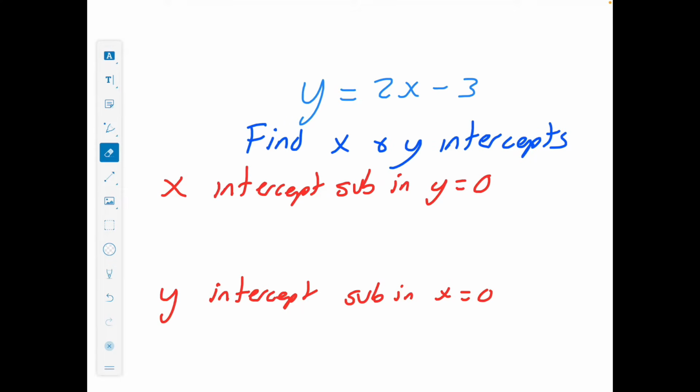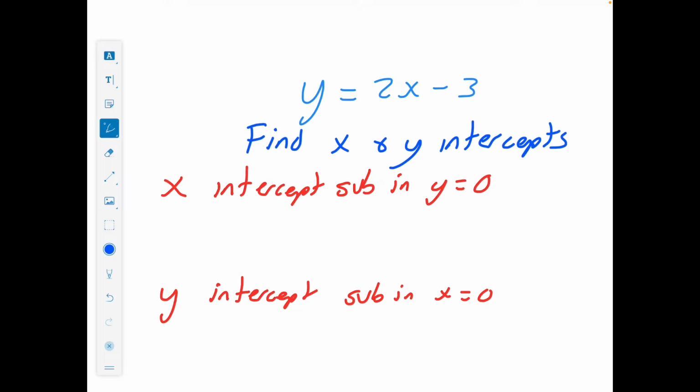Now, the next question you could be asked, you could be given the equation of the line, and you could be asked to find the x and y intercepts. We're also going to use this method if we're asked to graph a line. We'll come to that in a second. First, we'll just pretend the question says find your x and your y intercepts. Now there's two ways to go about this. You can either learn off these two sentences. So to find the x-intercept, you sub in y is equal to 0.